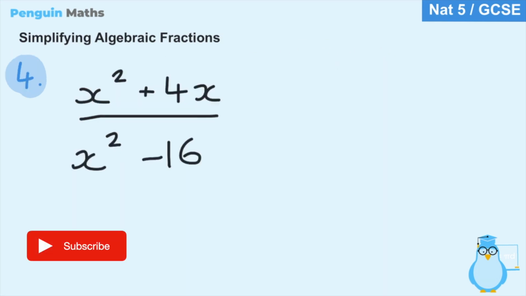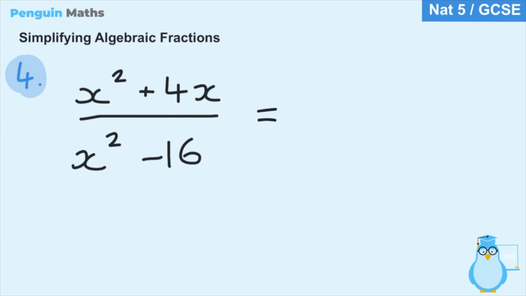Now what about this one, question 4? What if we want to simplify the algebraic fraction x squared plus 4x, and then on the bottom we have x squared minus 16. Now again, remember what I said before, we can only directly cancel out if we have multiplication terms, but what we have is an x squared and a 4x and an x squared and a minus 16. So that means we have to treat this as two separate terms on the top and two separate terms on the bottom. Okay, so how do we simplify one like this?